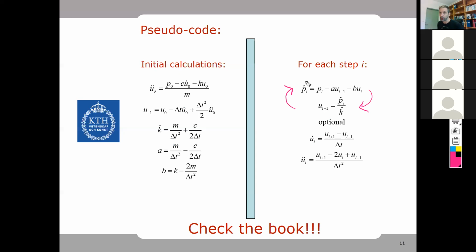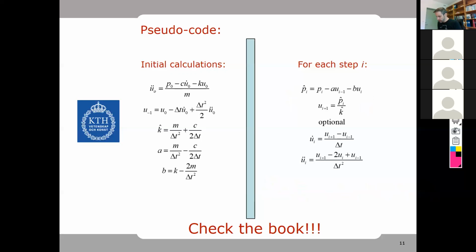And of course, you have to store the results somewhere in some vector or matrix or whatever. So by the end of the day, you're going to end up with a vector U, in MATLAB or whatever, which has all the values that you have calculated: U0, U1, U2, etc. The other values you don't need to store. This p hat is just an intermediate step for the calculations, and then you can override it. There's no need to save it.